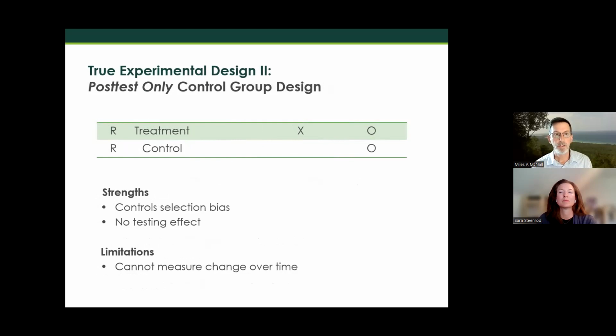So true experimental design 2, that's post-test only. So you see it's identical in structure to the preceding one, except that it lacks a pretest. So it controls selection bias because of randomization. It does not have a testing effect because you didn't have a pretest. But its big limitation is you really can't measure change over time unless you want to use what's called a retrospective pretest post-test design, which is essentially when you ask people before and after questions.